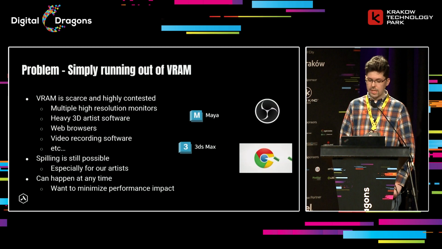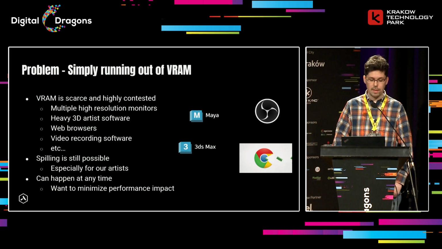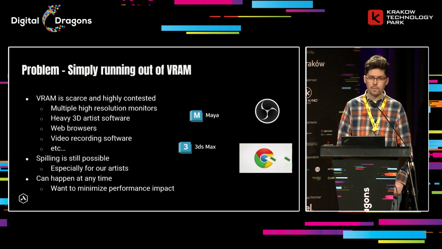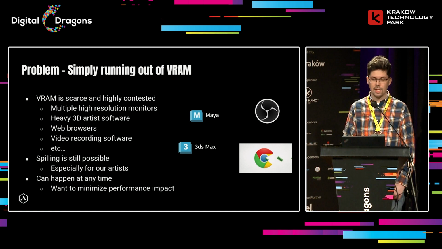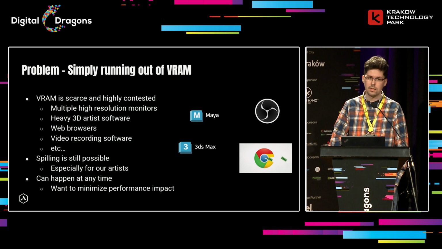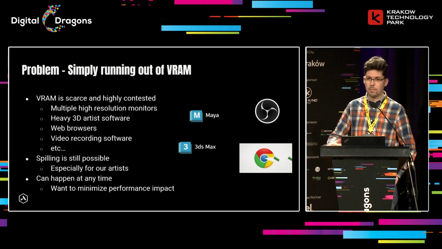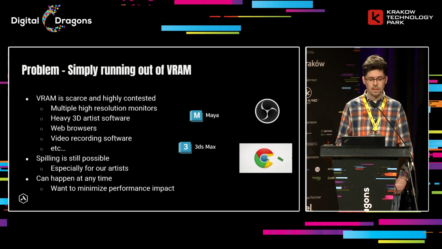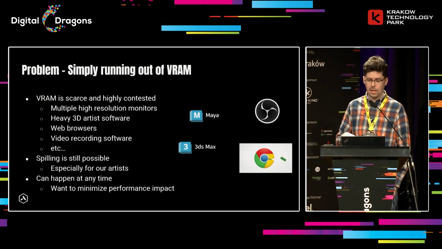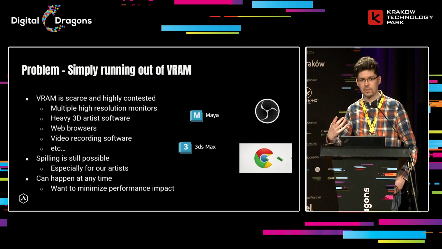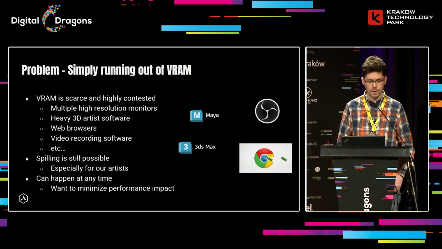The final problem I want to address is the case when you are simply running out of VRAM. VRAM is a scarce and highly contested resource in your computer. There are lots of other programs that would love to devour all the VRAM themselves. Maybe your user is running several high-resolution monitors and Windows has allocated or reserved a bunch of VRAM for them. You might be running heavy 3D artist software, such as Blender, Maya, Substance Designer, and programs like that also would like to use a lot of VRAM. Your web browser could use some VRAM for hardware acceleration. You might have video recording software running, which is very common to run together with your game for a player that wants to stream the game, for example.